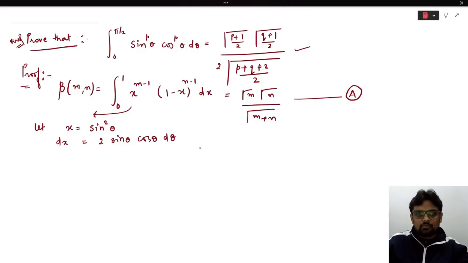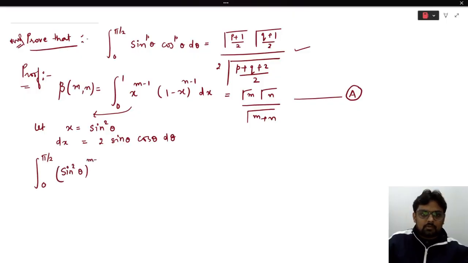So the limit goes to 0 to pi by 2, and the integration will become the integral from 0 to pi by 2 of x to the power m minus 1. So x is sine square theta to the power m minus 1, and 1 minus x is 1 minus sine square theta.